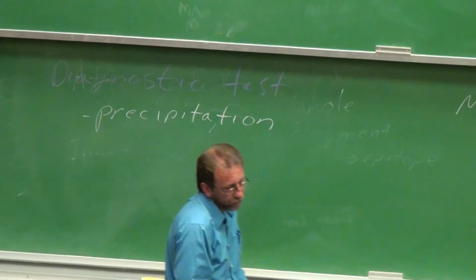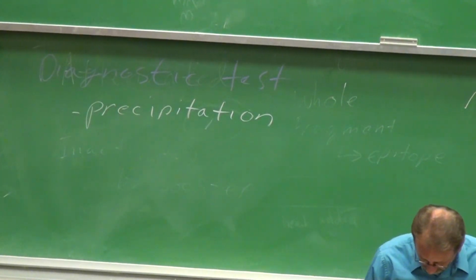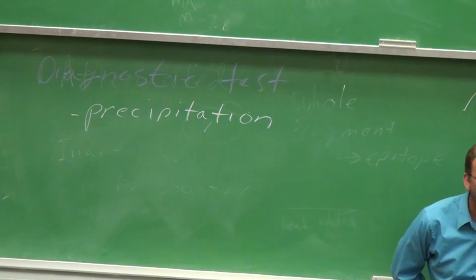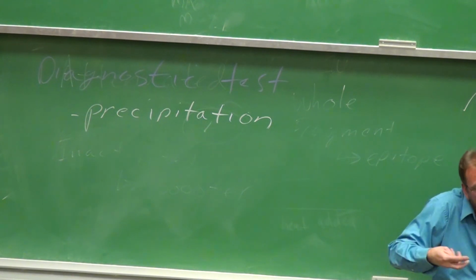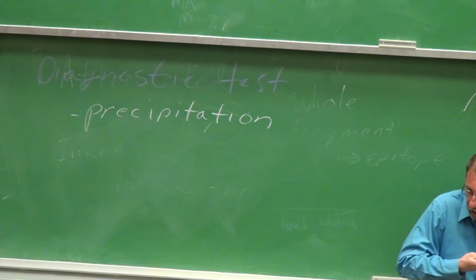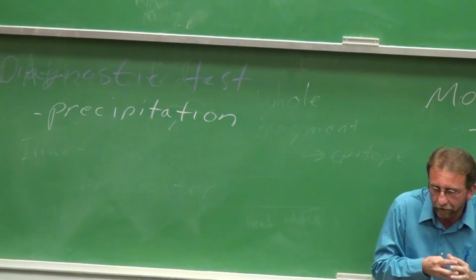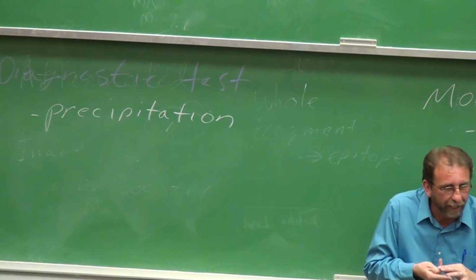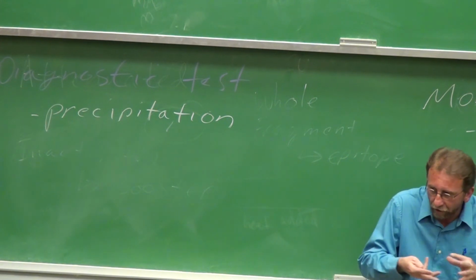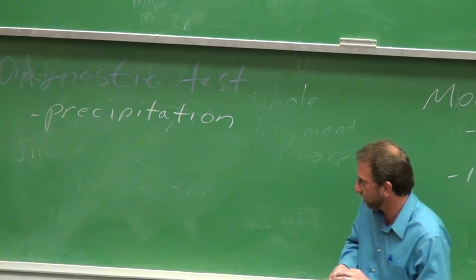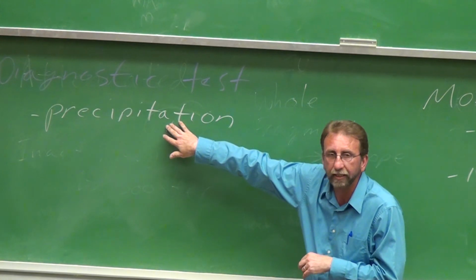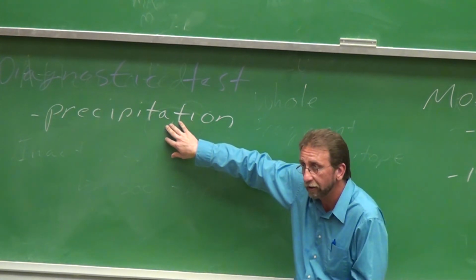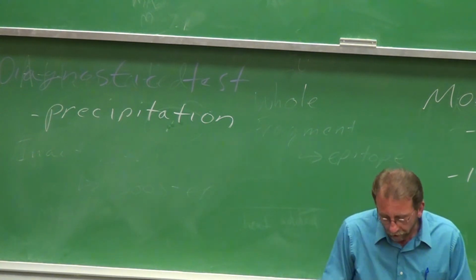A precipitation test is one where you take the antibodies and you combine them with the antigen, and if there is a reaction, a precipitate will form. You'll get an accumulation, a cross-linking between antigen and antibody, and so you'll get this large complex that forms, a precipitate. And so that tells you then that that antibody was there, or that antigen, depending on which way you're going. You have to remember you can go either way.